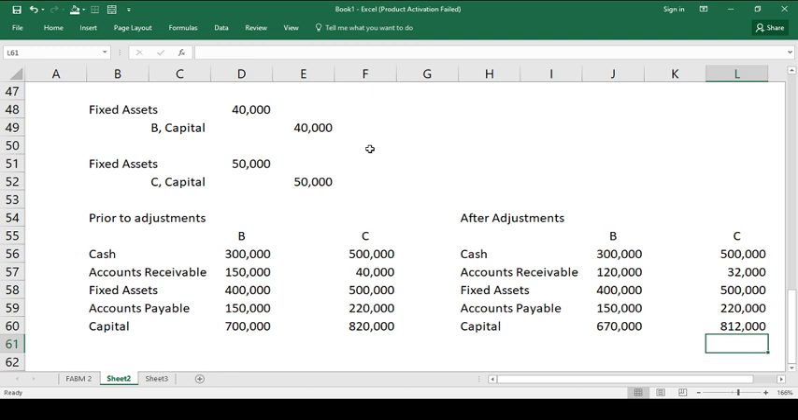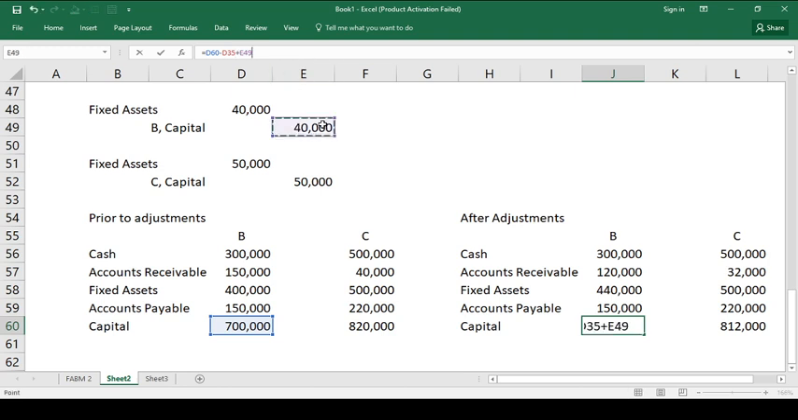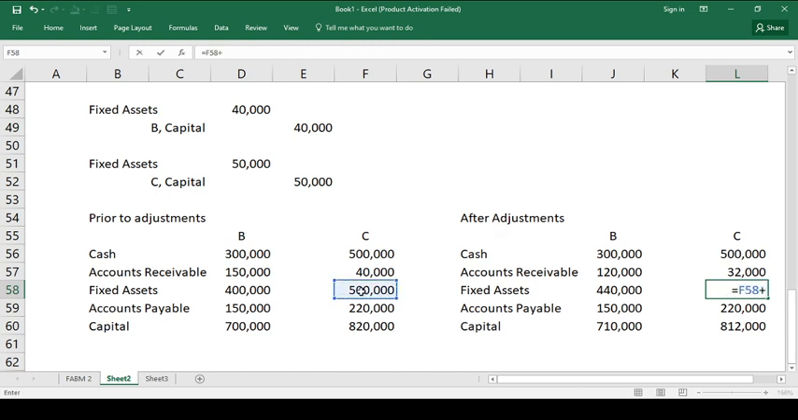And then the second adjustment that we prepared is pertaining to the fixed asset. Yung 400,000 na meron tayo on B, dadagdagan daw natin ng 40, so lalabas 440. Then yung 670, dadagdagan rin natin ng 40,000. So yun yung bagong capital balance natin. How about on C capital, or C fixed asset? We have 500 prior to adjustments, dadagdagan natin ng 50. So naging 550 po yun.